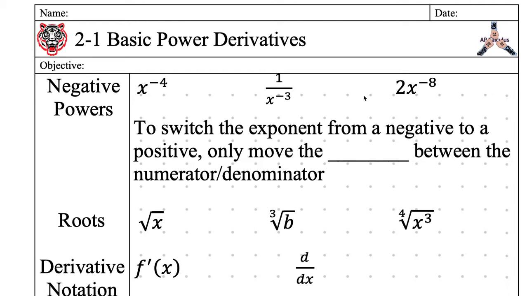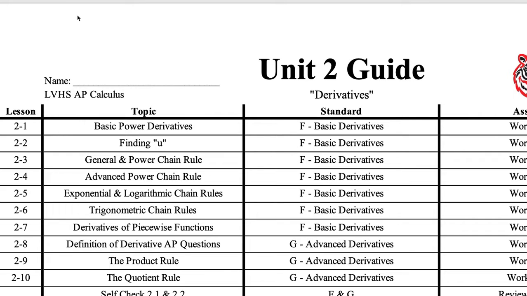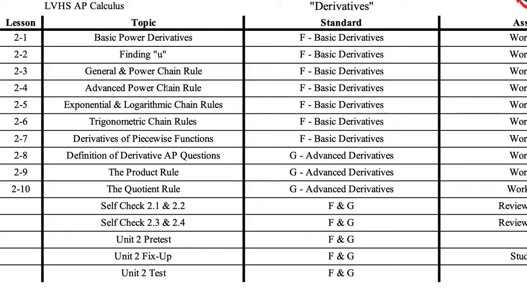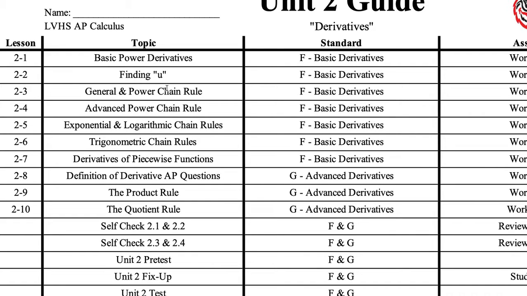Alright, AP Calculus, we are here, 2-1. Oh, I forgot to print out the unit guide for you. But here's the unit guide. Notice that there are 10 lessons in our unit guide. There are another 4 self-checks, then pre-test and fix-up and test. But yeah, everything in this unit is derivatives. So we're starting on basic, and then we're going to do more advanced.